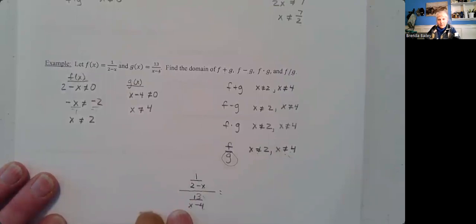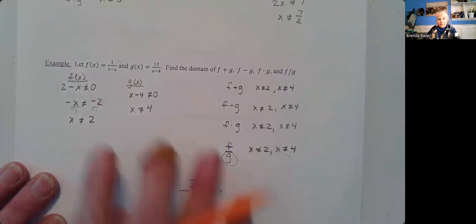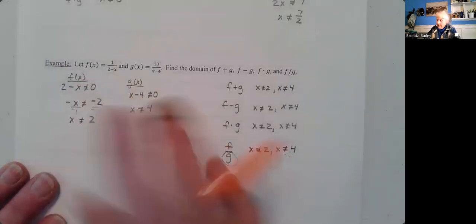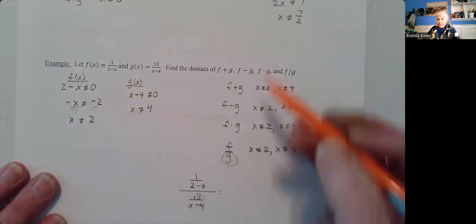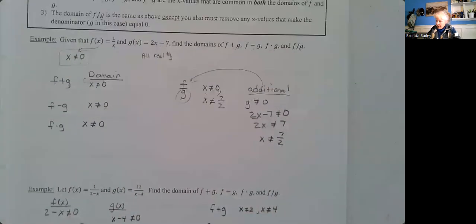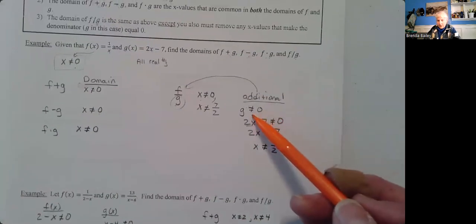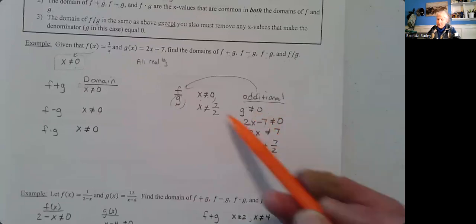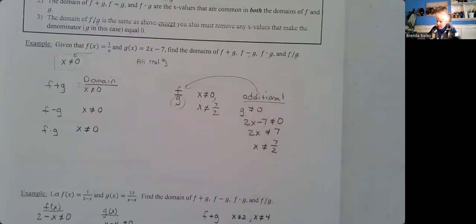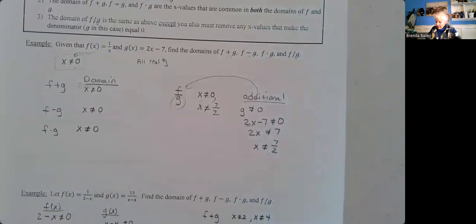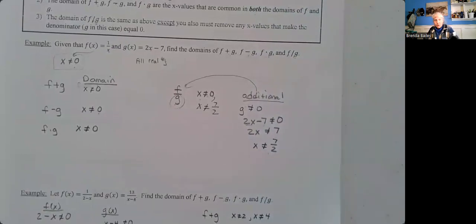That's how you find the domains, is looking at the individuals, and then on this one, looking at the g function for your additional one, if you're going to have an additional one. Sometimes you don't, like we did on the last one. All righty. Now we're going to look at graphs.